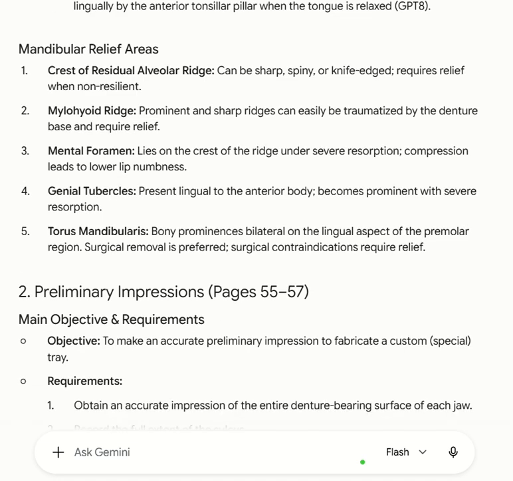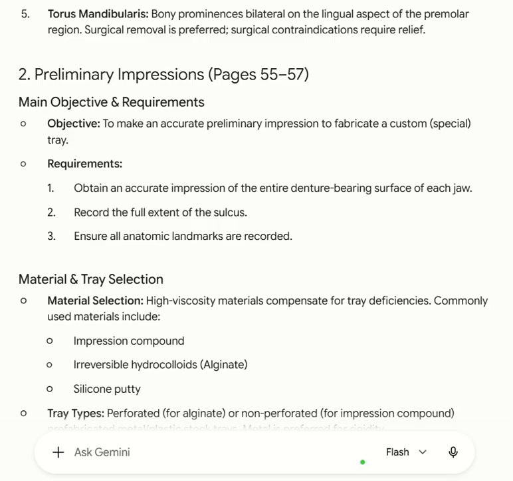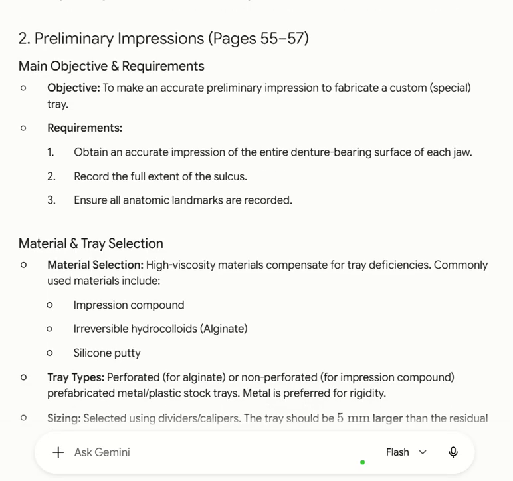2. Preliminary impressions, pages 55 to 57, main objective and requirements. Objective: to make an accurate preliminary impression to fabricate a custom, special tray. Requirements: obtain an accurate impression of the entire denture-bearing surface of each jaw. Record the full extent of the sulcus. Ensure all anatomic landmarks are recorded.